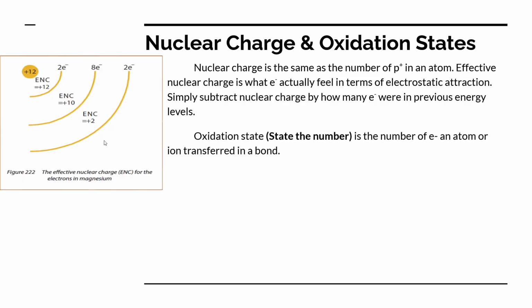Now, oxidation state, which I say oxidation state the number, is the number of electrons an atom or ion can transfer, or have transferred in a bond.